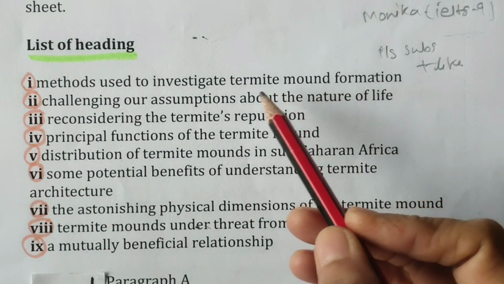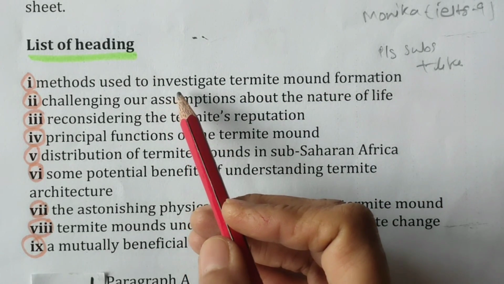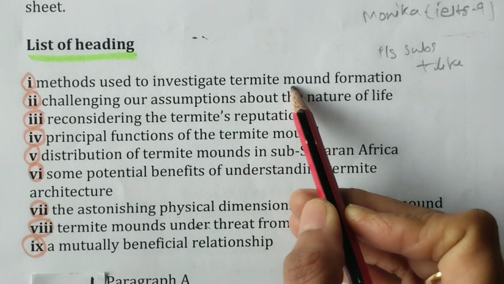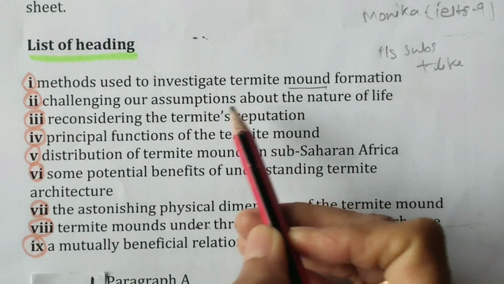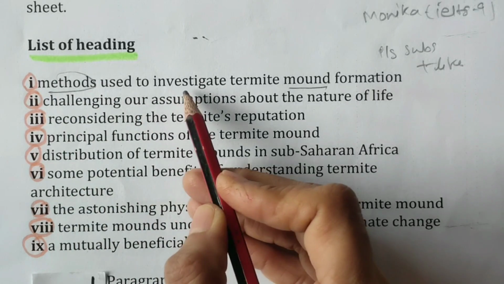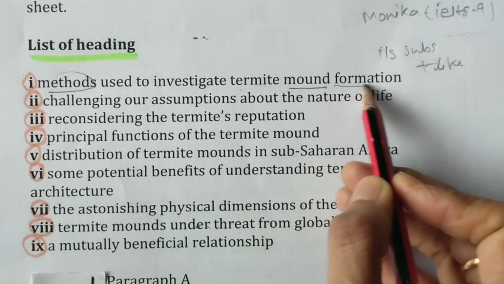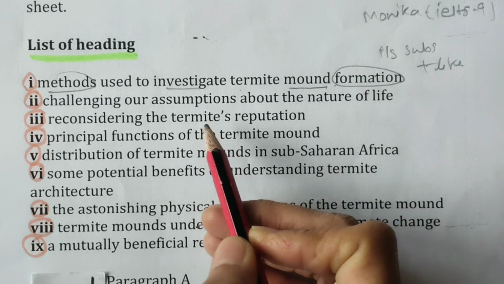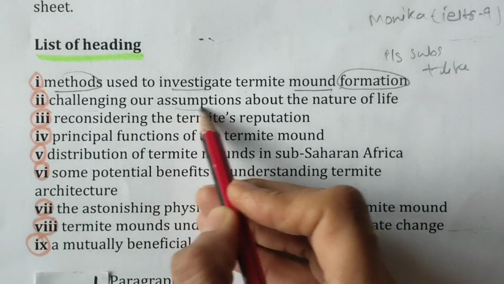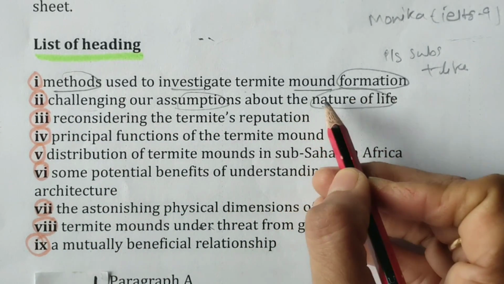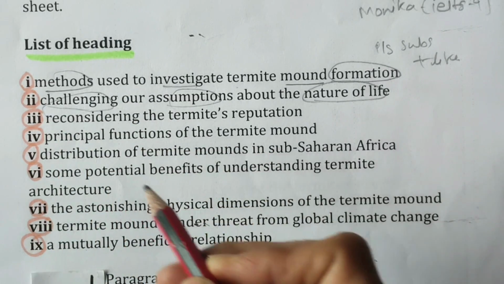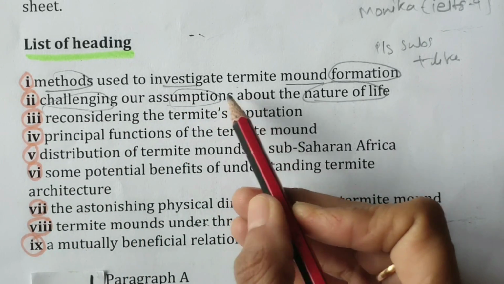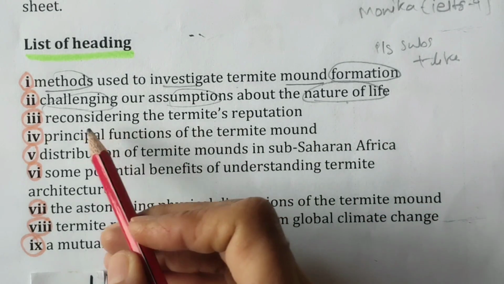First, you can go through all the headings and, of course, you will understand the meaning of these headings, and come out with one or two keywords in each heading. Okay. So methods used to investigate termite mound formation. Challenging our assumptions about the nature of life. So some challenge kind of thing. Earlier some other assumptions were there, and now somebody is proposing other assumptions about the nature of life.